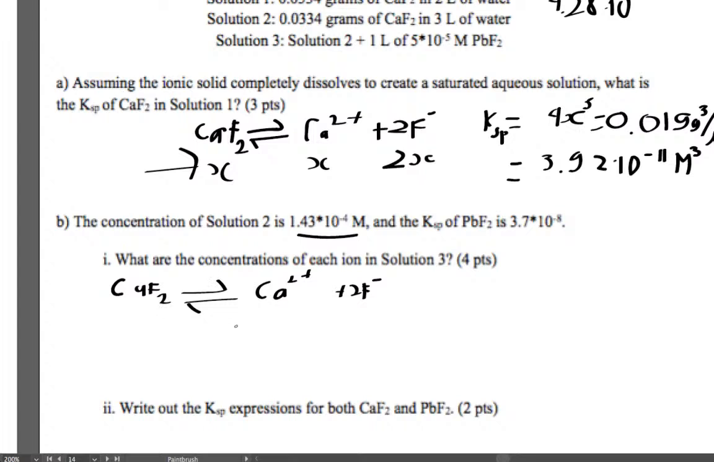So basically what you'll have is actually something. Assume the ionic solid completely dissolves to create a standard. Because this guy actually completely dissolves, I would say that this guy would basically be the same, having 1.43 times 10 to the power of negative 4.